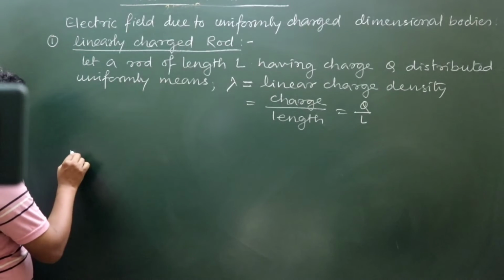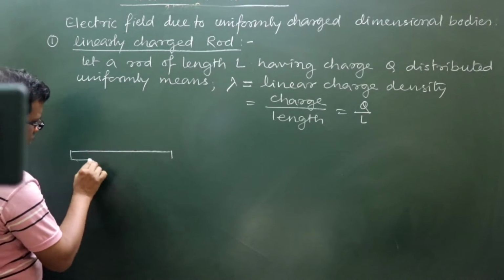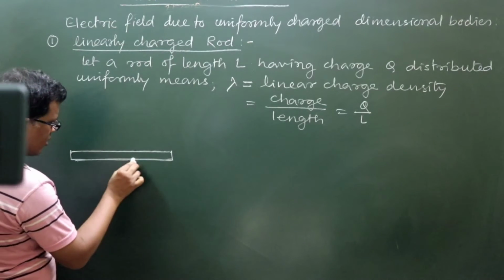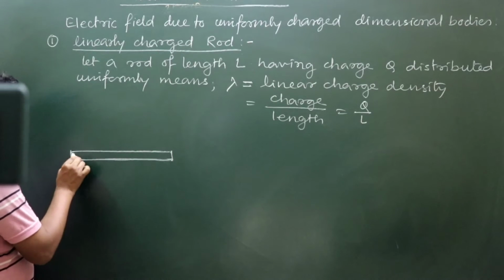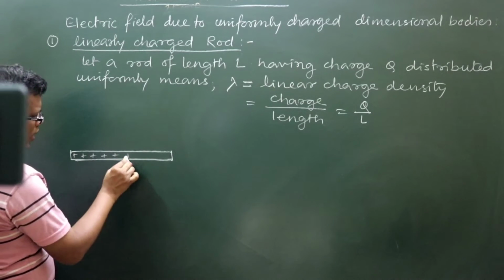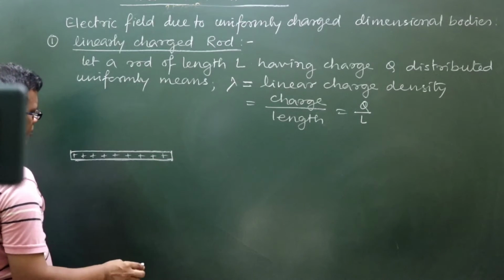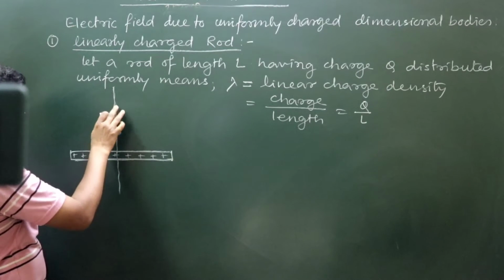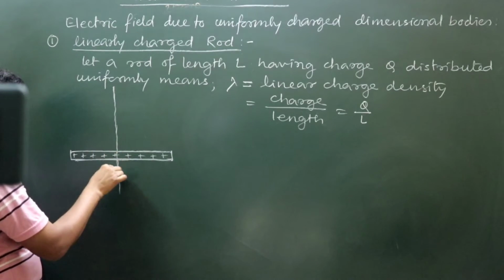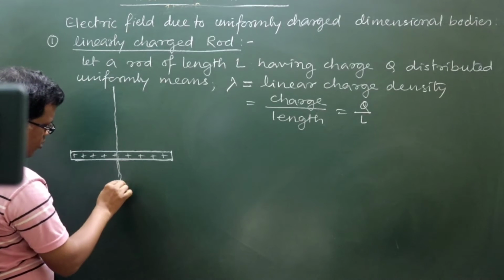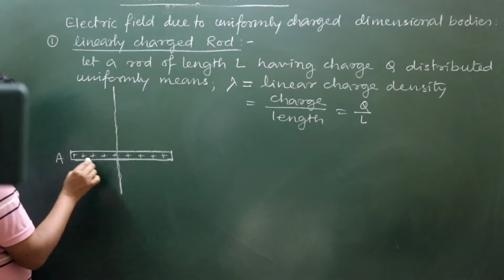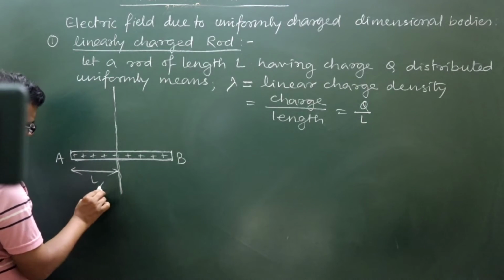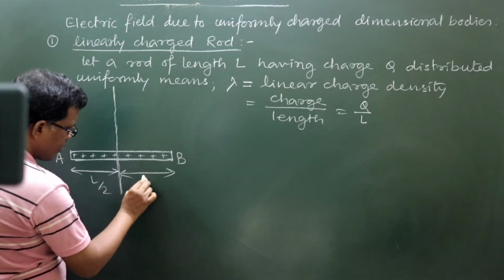So for example, if I take a one dimensional rod having charge Q, this is a line perpendicular bisector to this rod. Let the ends of the rod be A and B. The total length is L, such that this side is L by 2 and this side is also L by 2, right.